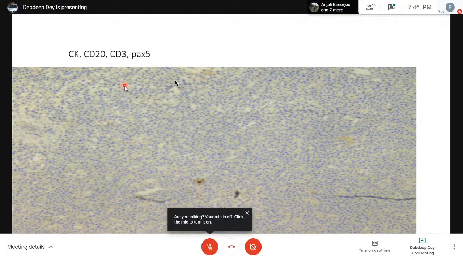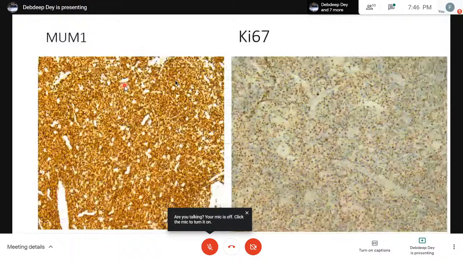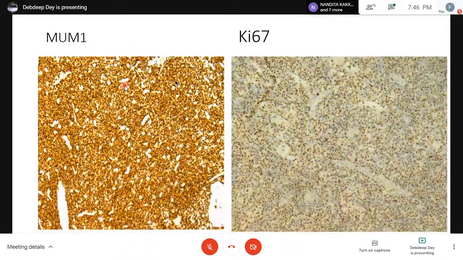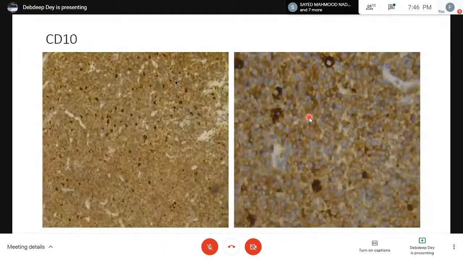So you can do a CD45, but we sort of thought that we start with MUM1. The MUM1 is positive. Now, MUM1 is a plasma cell marker. It can also be positive in B-cell lymphomas of the post-germinal center type, and a high Ki67 of more than 90%. CD10 is positive, which sort of also gives us an indication that you might be dealing with a plasmablastic lymphoma, because CD10 is unusual in a plasma cell neoplasm with a plasmablastic morphology.